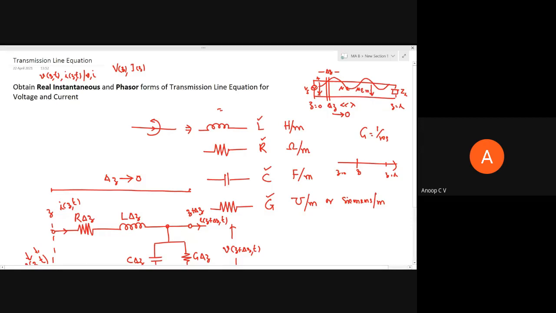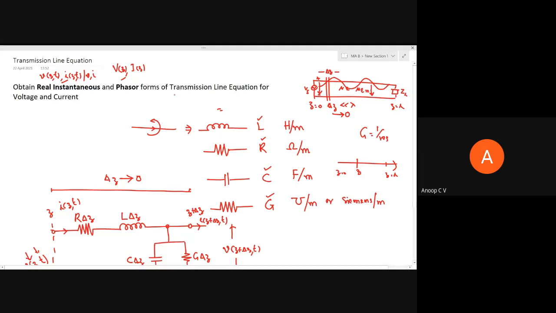You know how to convert a real instantaneous quantity to a phasor quantity; you might have already studied that. A phasor is a function of only z. We are suppressing the time factor, and mostly the phasor is a complex quantity, with a magnitude and phase, or a real part and imaginary part. We have to obtain the transmission line equation in both forms. In today's session, we'll obtain it in real instantaneous form, and maybe tomorrow we'll obtain the phasor form and proceed to solve the transmission line equation.